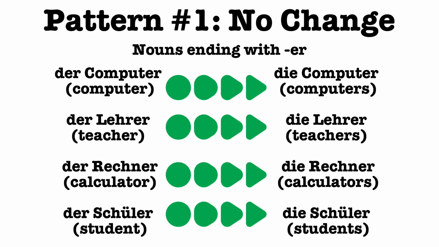A slightly less reliable rule is that nouns that end with er usually do not change in the plural. For example, der Computer, die Computer, der Lehrer, die Lehrer, der Rechner, die Rechner, der Schüler, die Schüler.